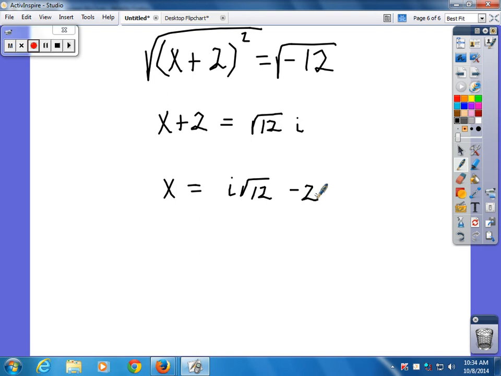minus 2. Now they don't like it written that way. The way they want it written, I don't care. But they want it written negative 2 plus square root of 12 i. That's the way they want it written. And make sure you put that little tag right there to make sure this i is not under the radical. Because that will get you on a test, especially if you have a SA instructor. And SA does not mean stupid.